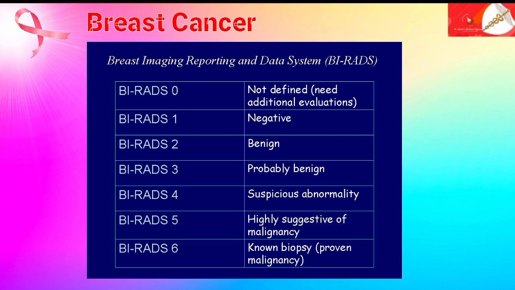3 denotes probably benign, that is less than 2% chance of malignancy, a non-calcified, circumscribed, solid lesion. 4, that is suspicious, likelihood of malignancy greater than 2% up to 95%, and biopsy is recommended. 5 denotes highly suggestive of malignancy, that is greater than 95%, and biopsy is strongly recommended. 6 denotes biopsy-proven malignancy.